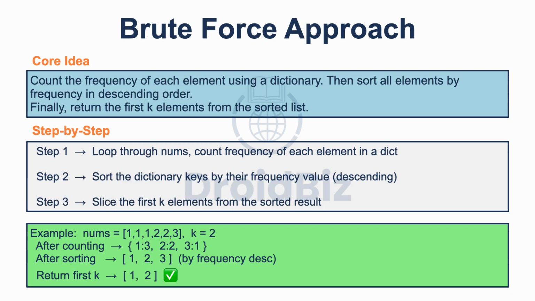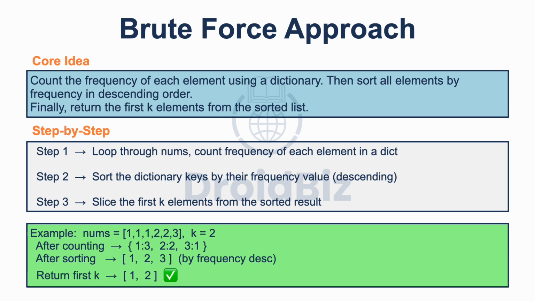Let's start with the brute force approach, the most straightforward way to solve this problem. The core idea has 3 simple steps. Step 1. Loop through the array and count how many times each number appears. We store this in a dictionary where the key is the number and the value is its frequency. Step 2. Sort the dictionary keys by their frequency in descending order. So, the most frequent element comes first. Step 3. Take only the first k elements from that sorted list. Those are our answer.